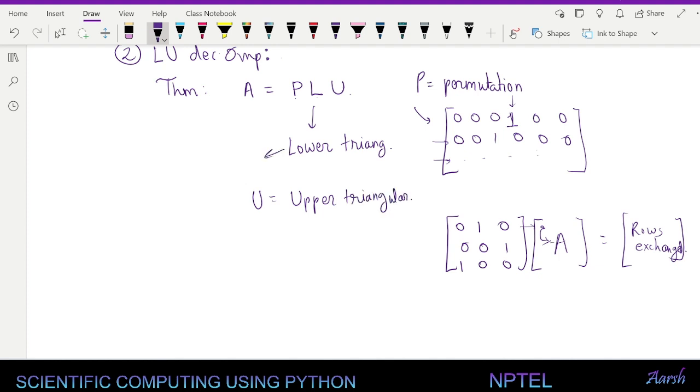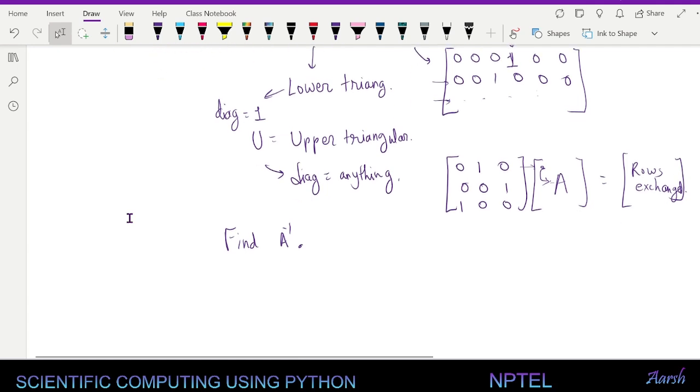So in lower triangular, diagonals are always one, and then you have stuff below the diagonals. In upper triangular, diagonals are anything, and you have stuff above the diagonals. Okay, and once you can decompose into this, it's really easy to find A inverse.